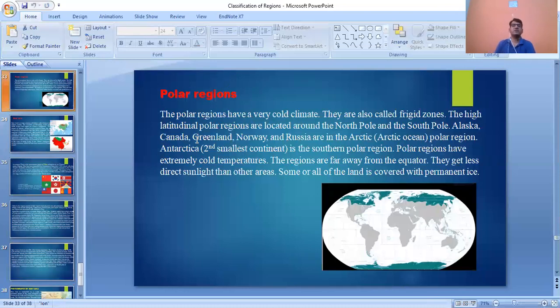Now we are coming to the last one, which is called the polar regions of the world. Polar regions are at the poles, either at the north or at the south. Even if I say polar, something comes to your mind: ice, snow, low temperature, minus degrees. This is the distinguishing characteristic of this area. The polar regions have a very cold climate. This region is identified because of its coldness.